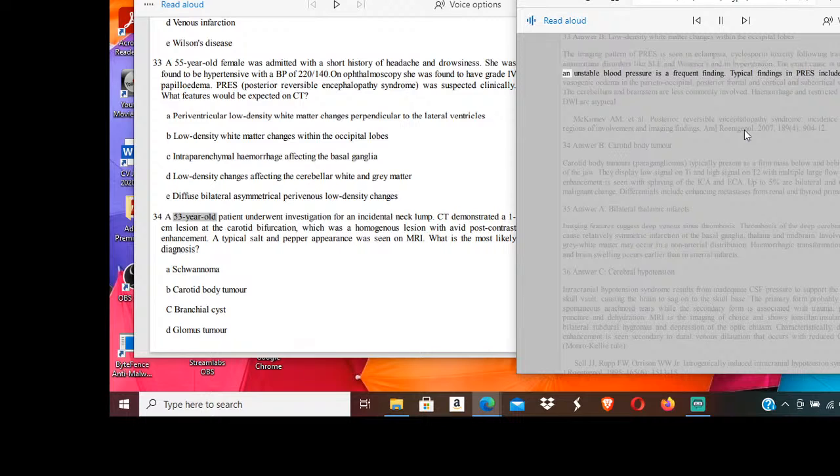The exact cause is unproven, but an unstable blood pressure is a frequent finding. Typical findings in PRES include reversible vasogenic edema in the parieto-occipital, posterior frontal, and cortical and subcortical white matter. The cerebellum and brainstem are less commonly involved. Hemorrhage and restricted diffusion on DWI are atypical.